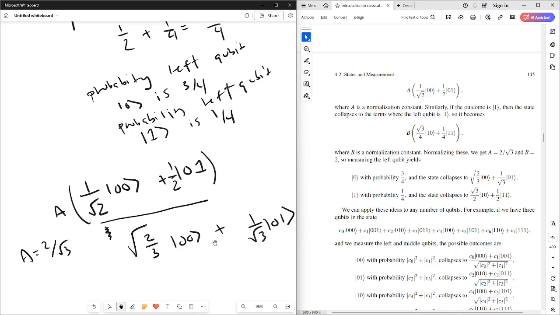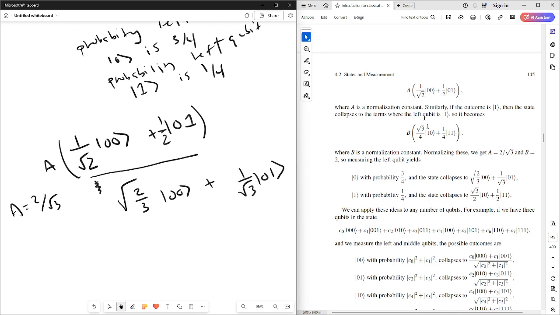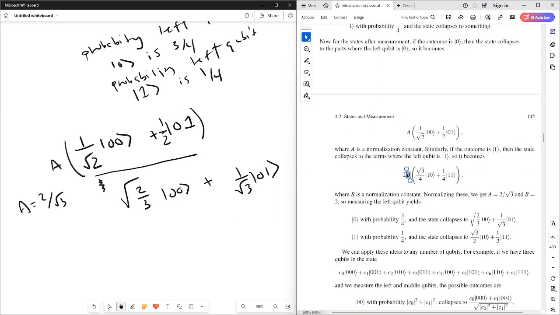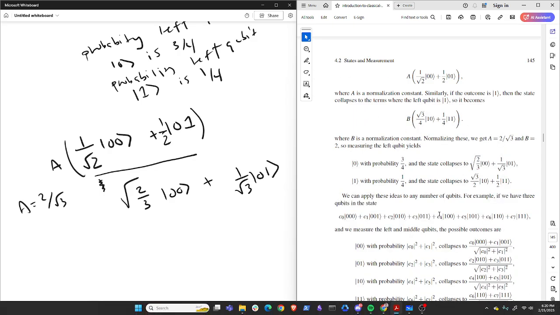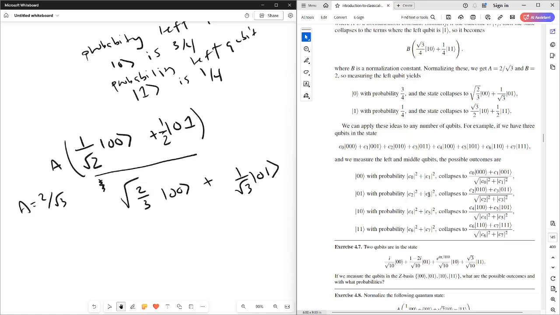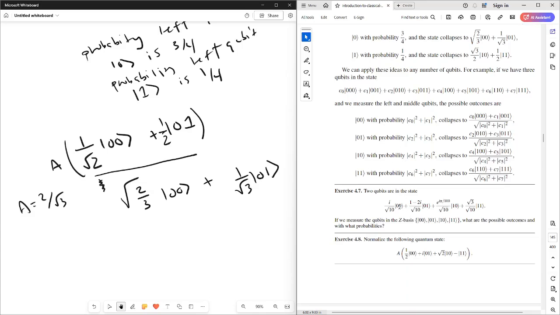And similarly with 1, right? It collapses, with probability 1/4, to these other guys here. And then we find that there's another normalization constant that normalizes those amplitudes. You can do this to any number of qubits, right? So 3, 4, 5, etc. It all follows the same kind of principle.